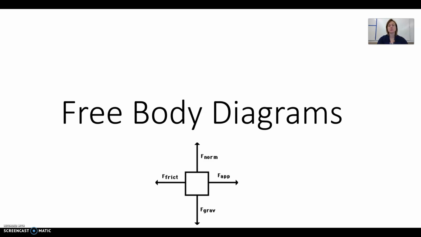Okay, so this video is going to be about free body diagrams, and that's just a tool we use to model the forces that are acting on an object, kind of like you can see here on this slide. So let's go ahead and practice.